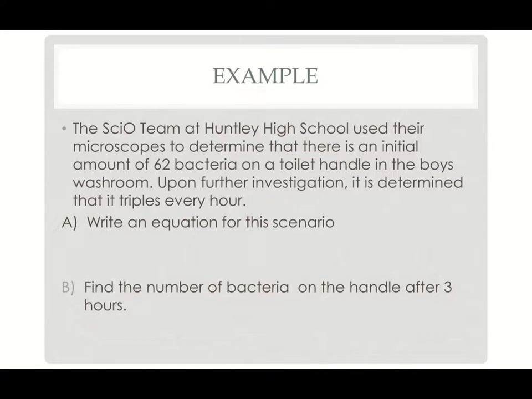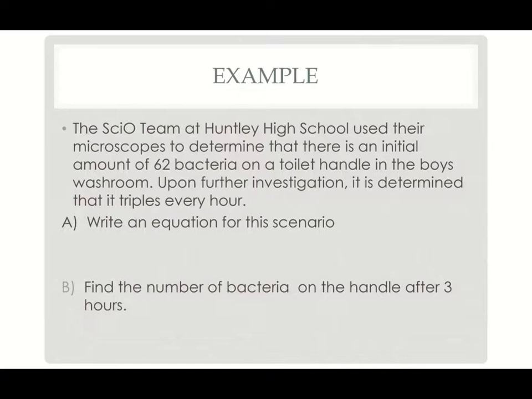So starting off with an example of what we did in part 1, it says the SCIO team at Huntley High School used their microscopes to determine that there is an initial amount of 62 bacteria on the toilet handle in the boys' washroom. Upon further investigation, it is determined that it triples every hour. So write an equation for this scenario and find the number of bacteria on the handle after 3 hours. So what I'd like you to do is pause the video and just get a little refresh with the stuff from part 1 and then play the video to see the answer.